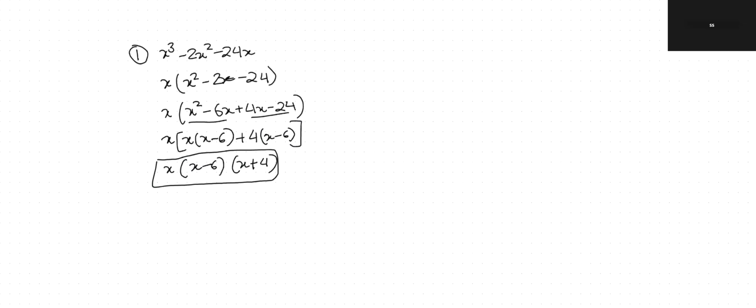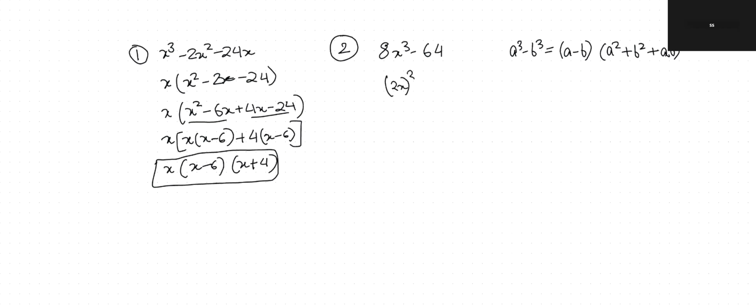Okay. Now we'll do the second question. So the next question is 8x cubed minus 64. Okay. And so this seems to be the cube of the numbers, like 8x cubed is the cube of 2x and 64 is the cube of 4. Okay. So we can use this a cube minus b cube formula. Okay. So a is 2x, minus 4.